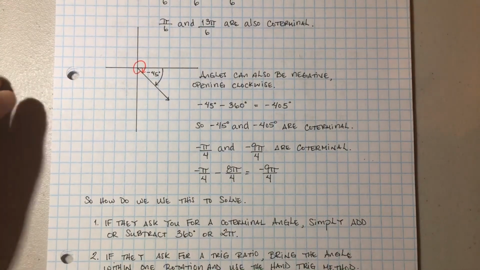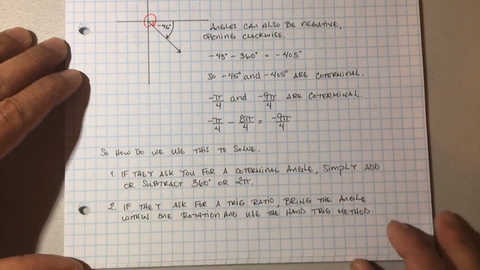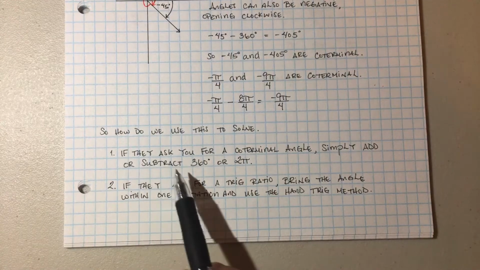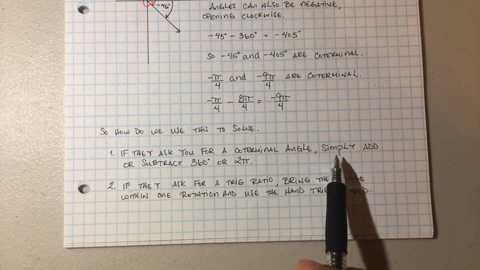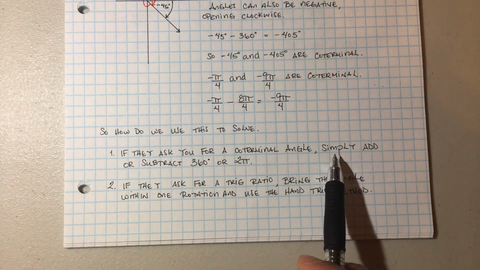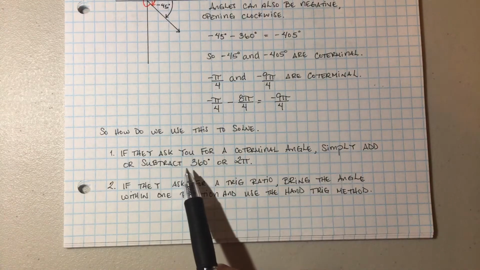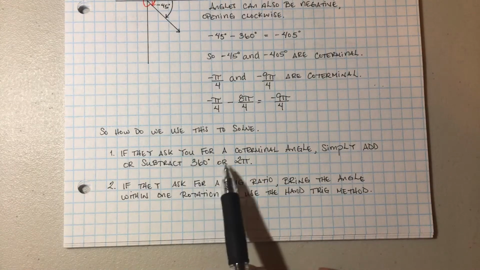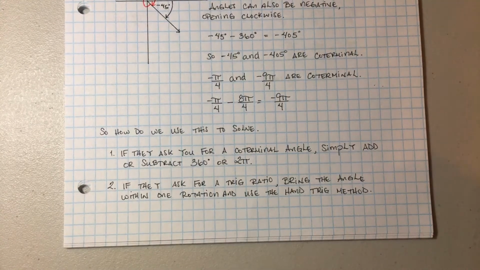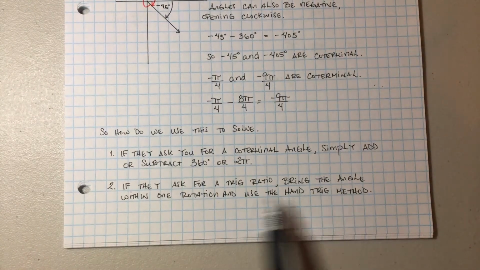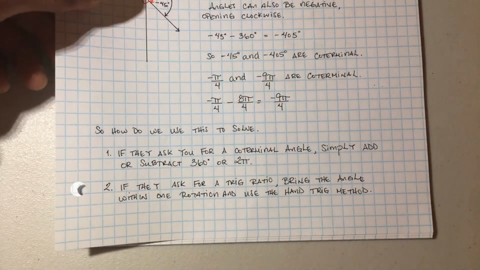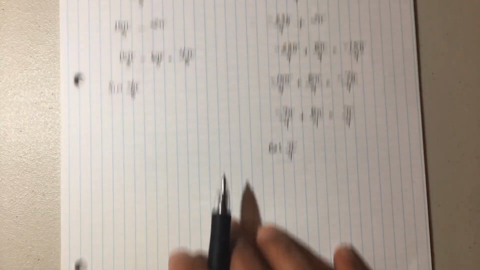So then the question is, how do we use this to solve problems? Well, there's a couple of things. The first thing is they're going to ask you for the coterminal angle. So all you have to do is simply add or subtract the 360 degrees or the 2 pi, whatever they give you. That's the first thing. If they ask for a trig ratio, you want to bring the angle back within one rotation of the unit circle and then use your hand trig method. And I'll give you an example of how to do that.